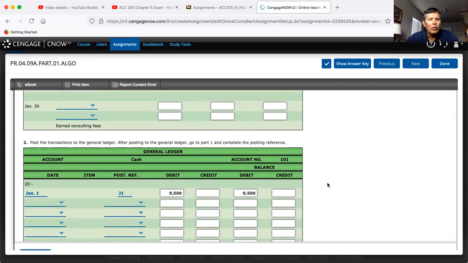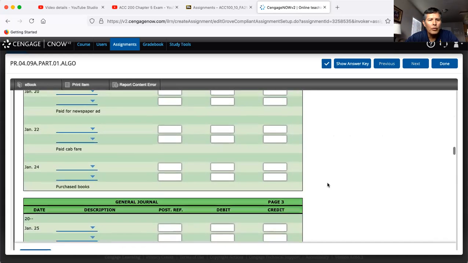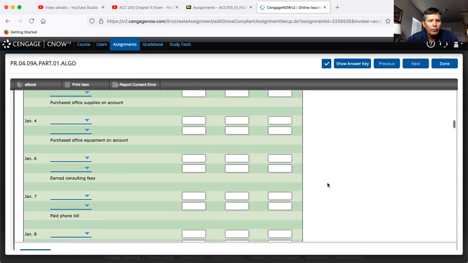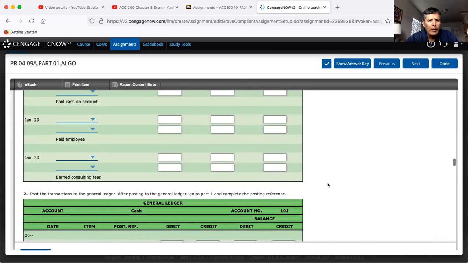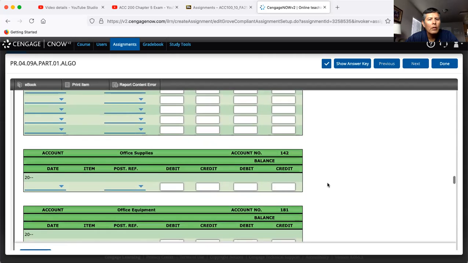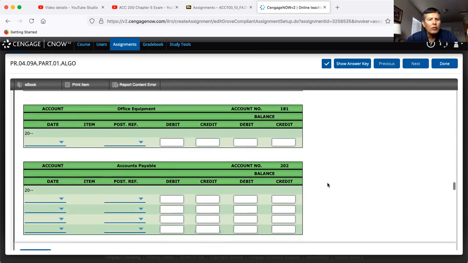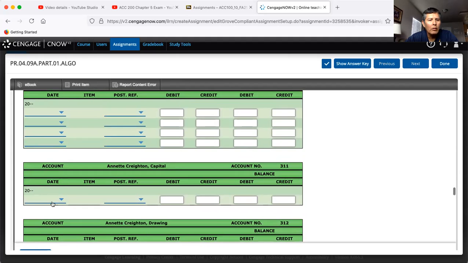All right, so we also need to do the capital account. So let's find that capital account. Office equipment, payable, capital, right here. So this will be January 1. It's going to be from J1. Now this will be in 9,500. So the balance could be 9,500.